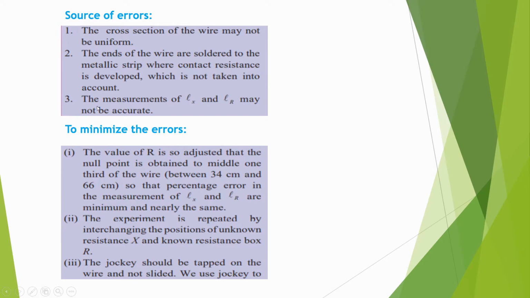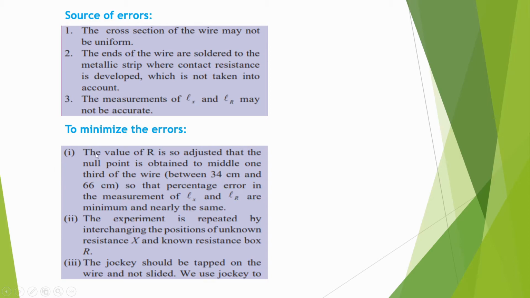And the third, the measurement of LX and LR may not be accurate. So we can measure those LX and LR values, but these values may not be accurate. So these are some errors that are produced in that experiment. Let us see how we can minimize these errors.